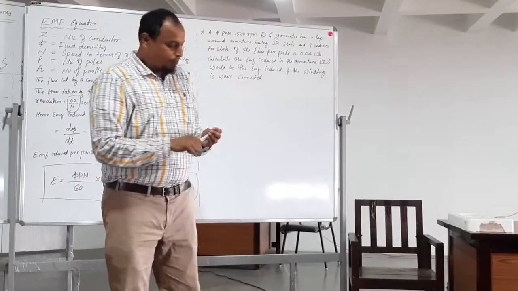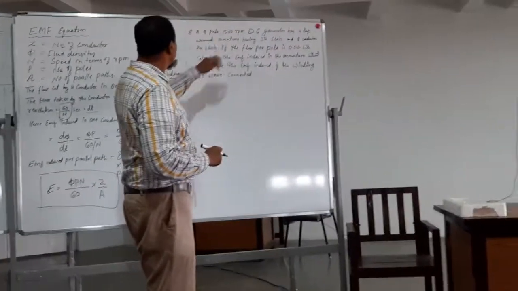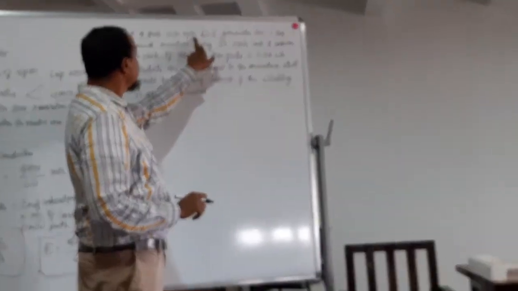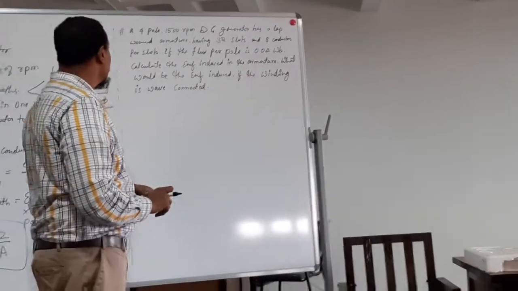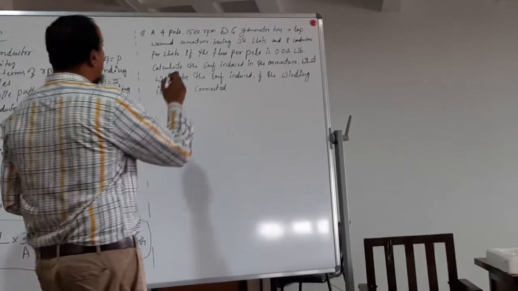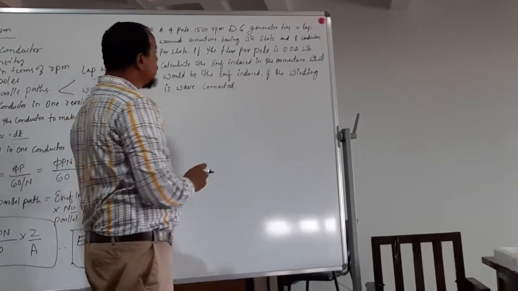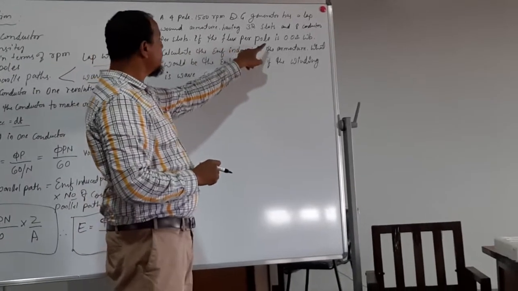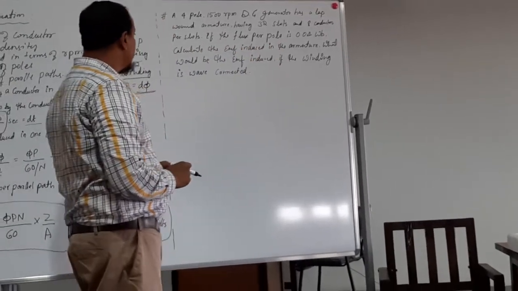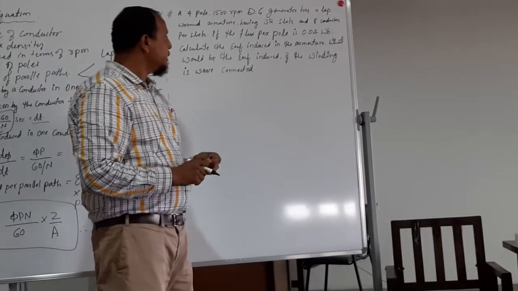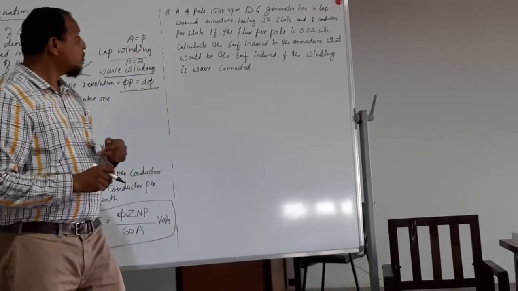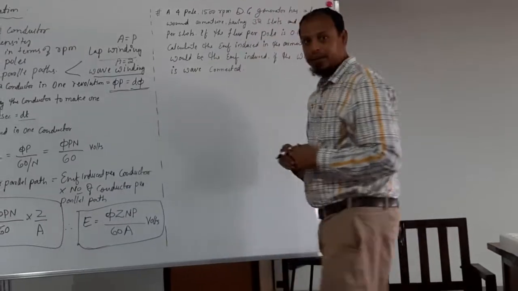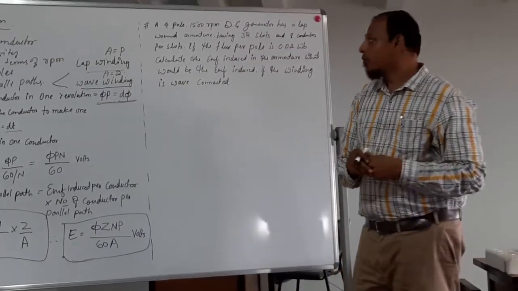In this example, a 4-pole, 1500 RPM DC generator has a lap wound armature having 32 slots and 8 conductors per slot. If the flux per pole is 0.04 Weber, calculate the EMF induced in the armature. What would be the EMF induced if the winding is wave connected?